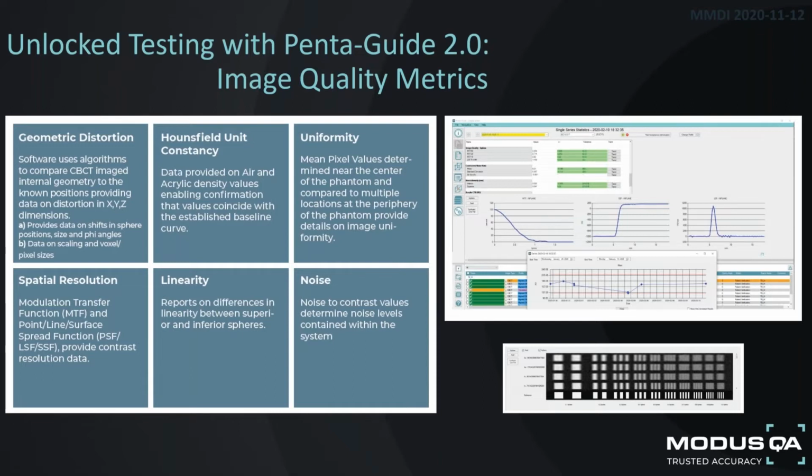For uniformity, we compare pixel values at the center of the Phantom and compare them to multiple regions throughout the Phantom. Spatial resolution is determined by calculating the modulation transfer function. Linearity reports differences in alignment between superior and inferior spheres. And noise to contrast values determine the noise levels within the system. And again, we feel that these are important metrics to trend in order to verify the ongoing health of a linac imaging system, especially with the advent of more adaptive therapy techniques.